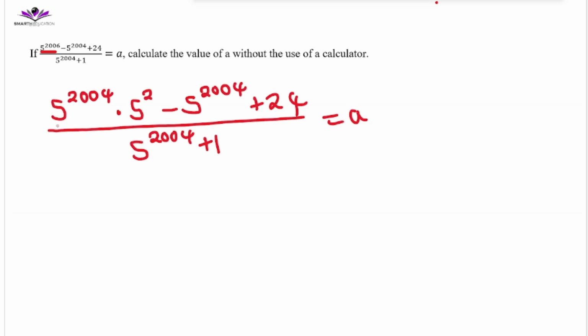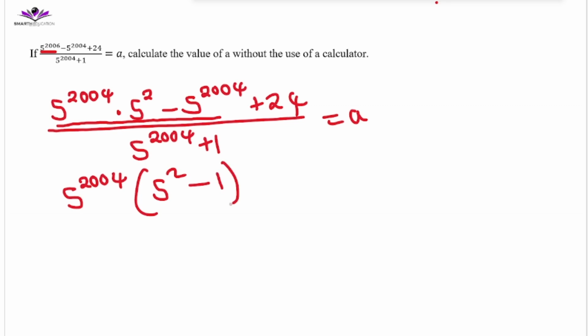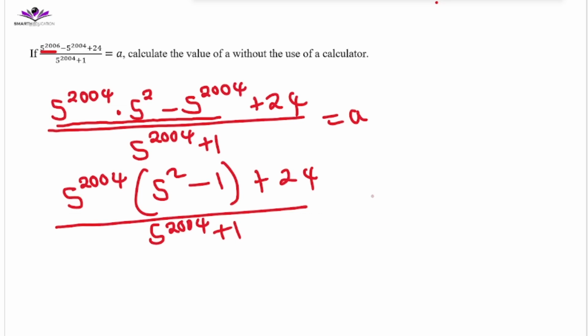If you check these two terms here, we can factor out 5 to the power 2004. Let's factor it out. 5 to the power 2004, and then we remain with 5 squared minus 1, then plus 24 like this, and then over 5 to the power 2004 plus 1, okay, is equal to a, right? And then this is like 25 minus 1, which is 24.